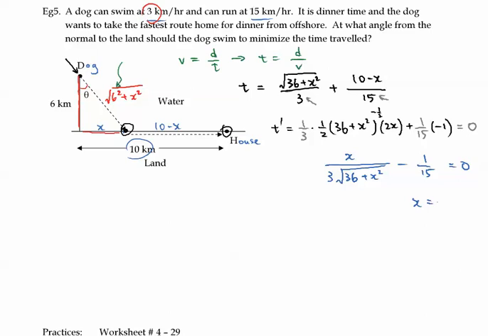You should end up with x equals root 6 over 2. And that means if I have root 6 over 2 for this line, and if this is 6 km, I can now calculate this angle here using tangent, opposite over adjacent. And using your calculator, taking inverse tan, you should end up with 11.5 degrees.